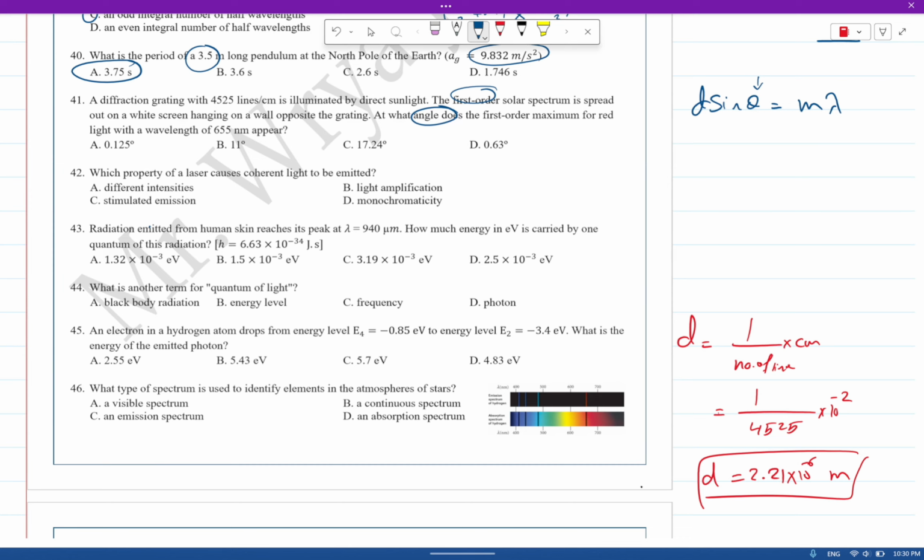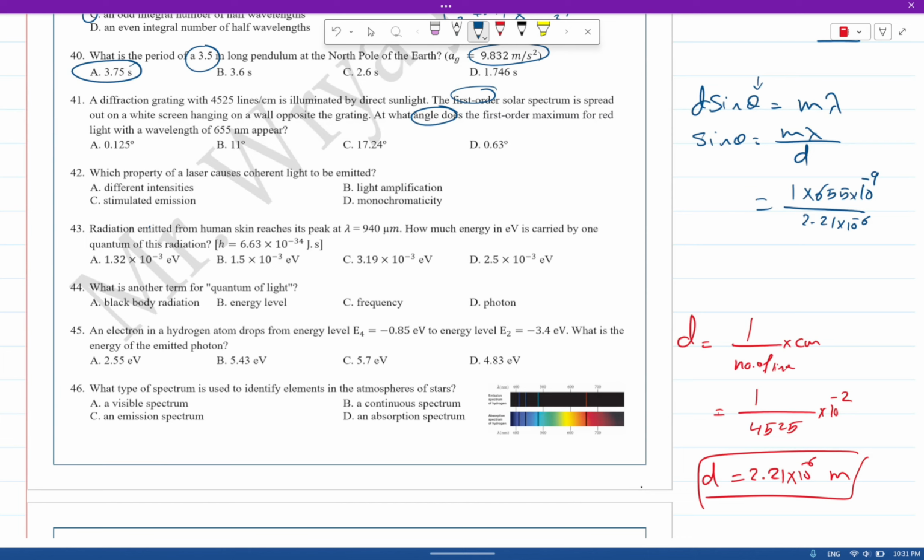So in one step, I could do this one first of all. I can say sine theta is equal to m lambda over d. But let's just take each step at a time here. It says the first order, so m is 1. The wavelength for red light is 655 nano, that is 10 to the power negative 9, divided by the distance here, which is 2.21 times 10 to the power negative 6.